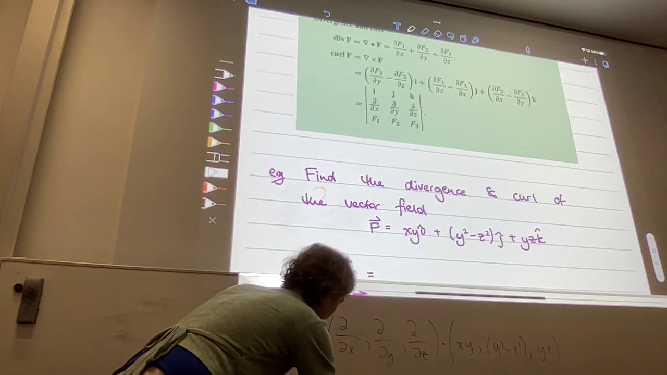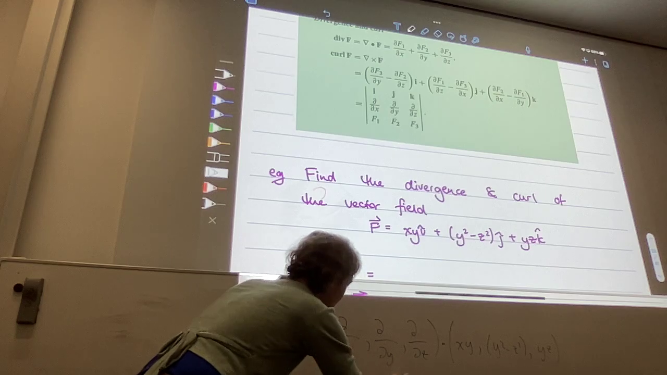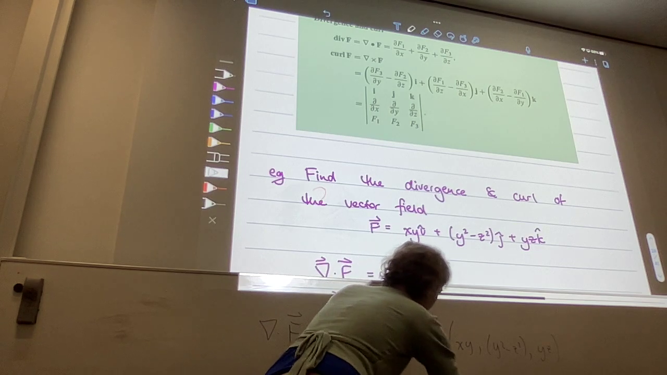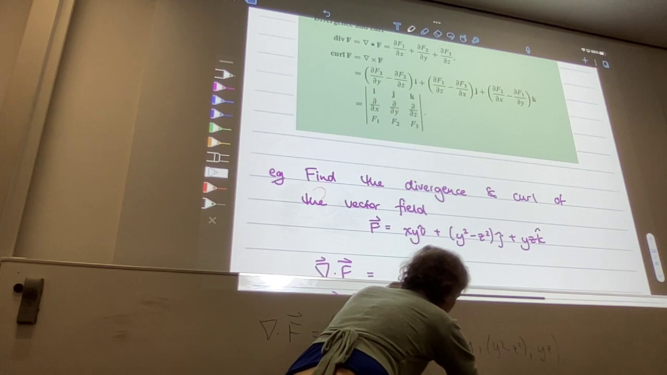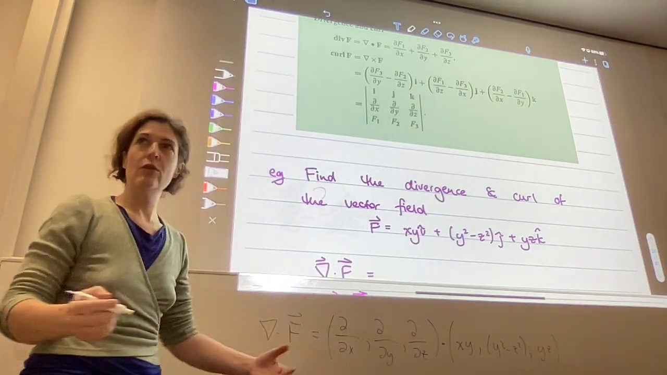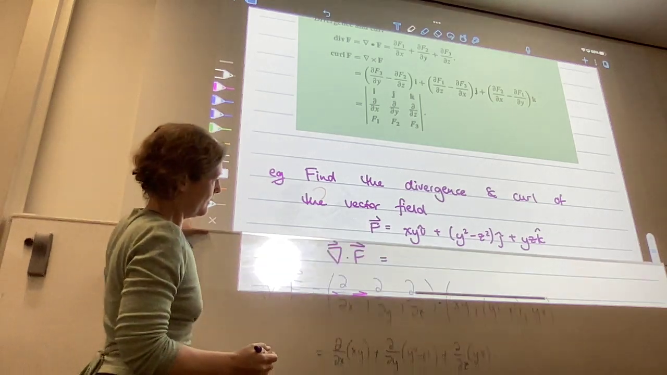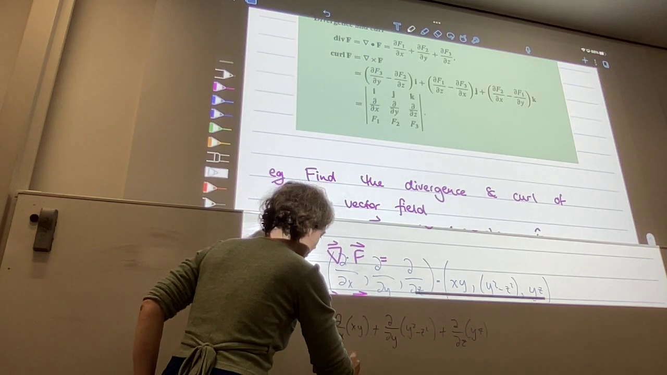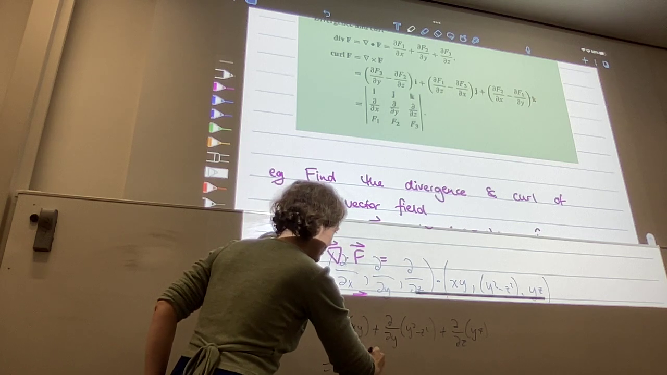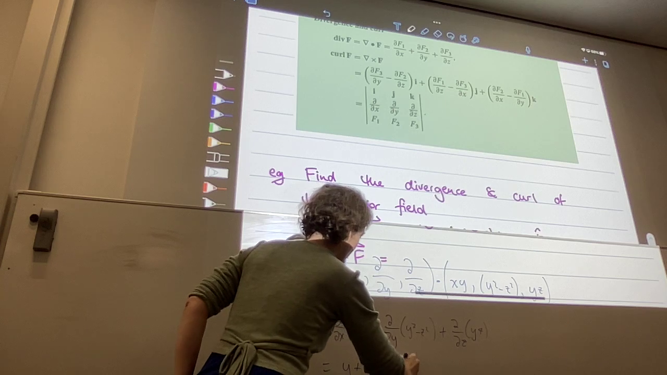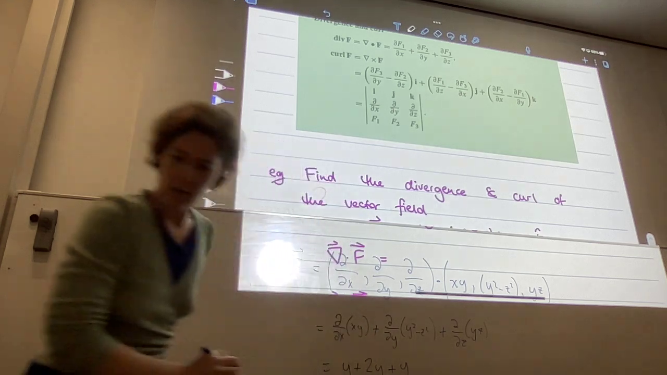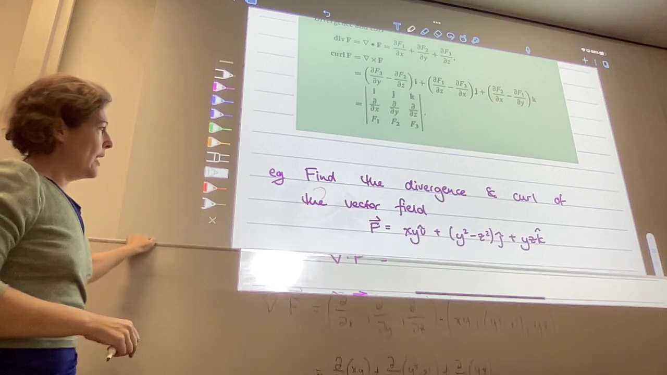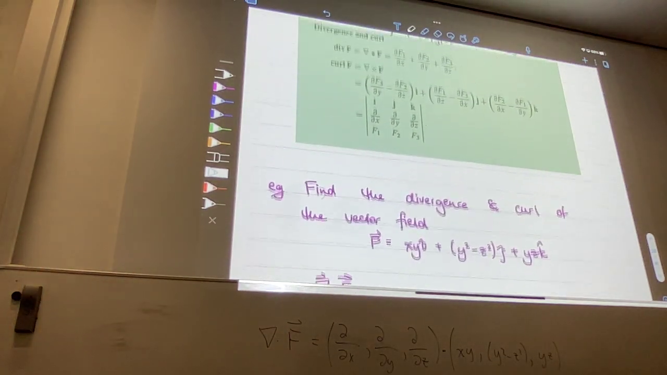So we get d by dx of xy plus d by dy of y squared minus z squared plus d by dz of yz. And then you just do your partials. Okay, so when we take the partial with respect to x, our y is treated like a constant, so that's just going to be y plus 2y plus y. Did I do that right? Yep. Amazing. Okay, and then we do the same idea for working out the cross product.